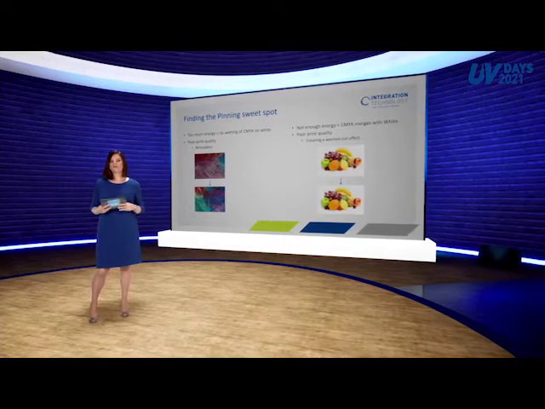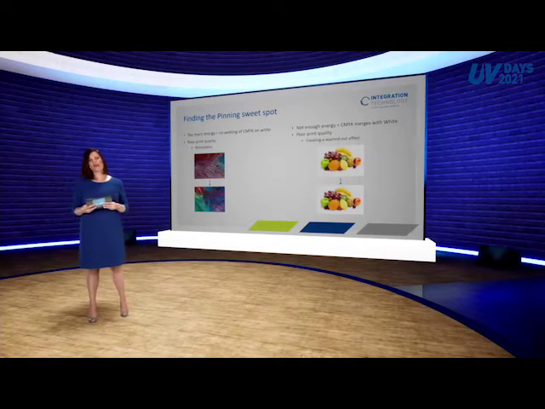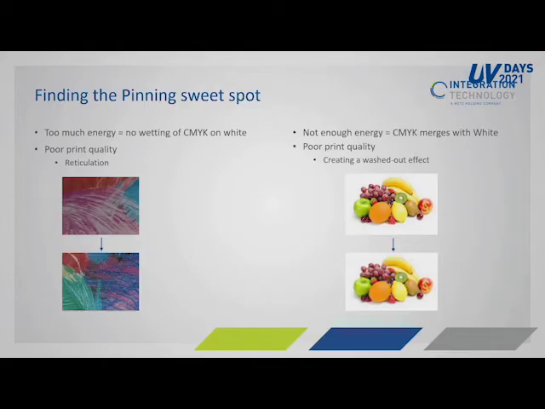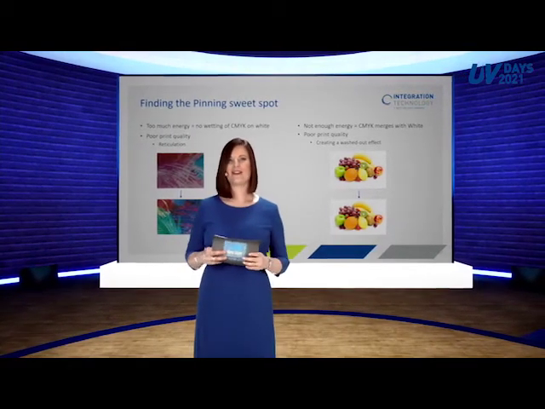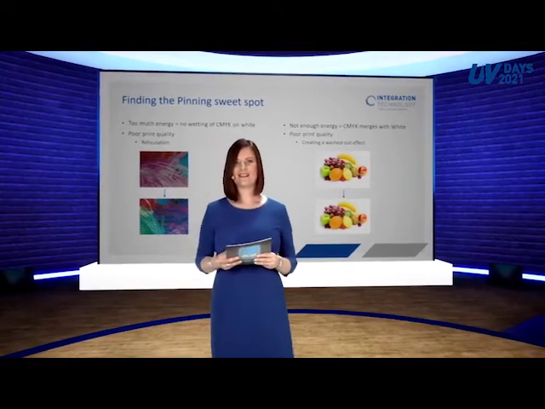Here you can see, for example, if you're pinning with too much energy, too much intensity, the white will be too overcured, and then the colors will not wet on the surface. The CMYK will not wet correctly, and you have a poor print quality. And it goes also in the opposite direction. Not enough energy, and then the CMYK will be washed out of effect into the white again. So not creating a good print quality. So you have to find that pinning sweet spot. And this can be, in some industrial projects, a long process, but you get there in the end. It just takes a little bit of time.